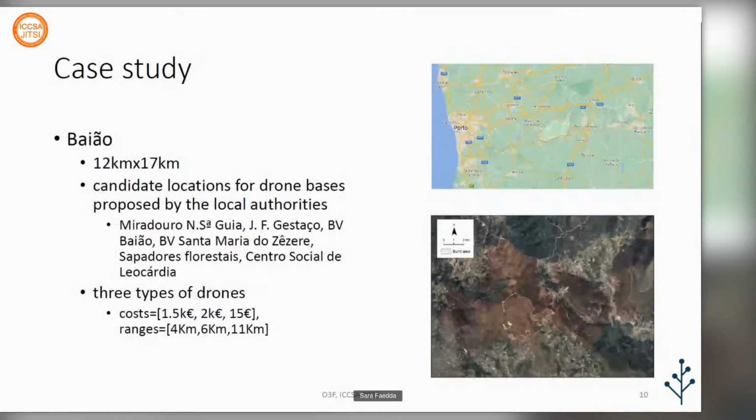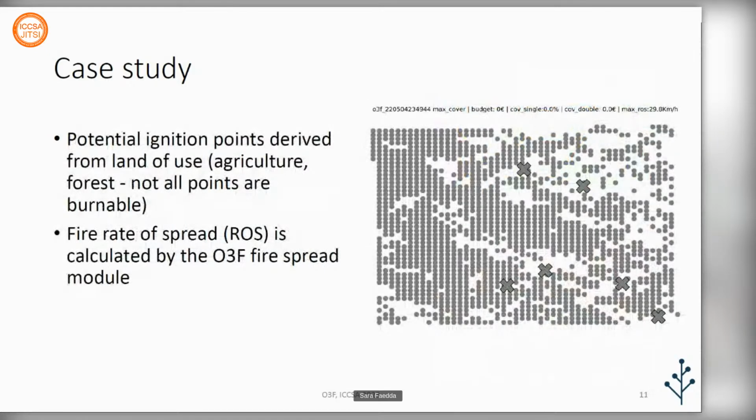This is our case study. We are dealing with the region of Baião, in the northern part of Portugal, with 12 kilometers by 17. We asked our colleagues from geography to ask the entities there where some potential bases could be set, and they answered with some of them. They also studied the market for different types of drones. So we have 3 types of drones, each one with a given cost and a given range. And we also have potential emission points.